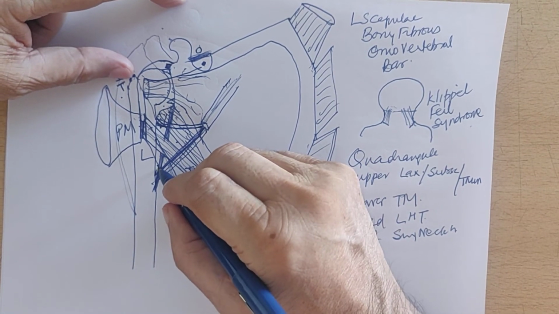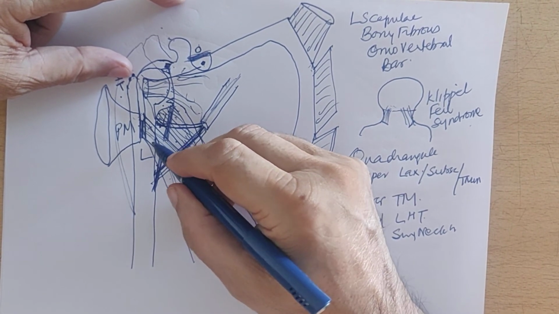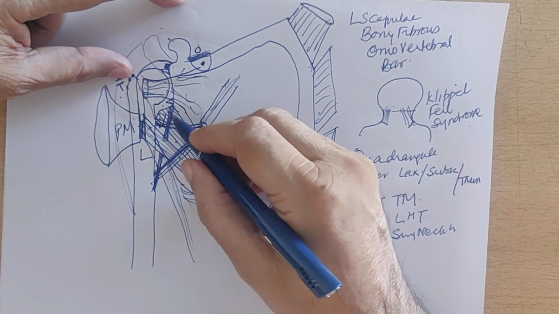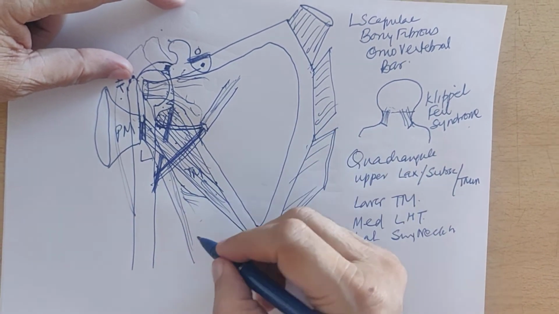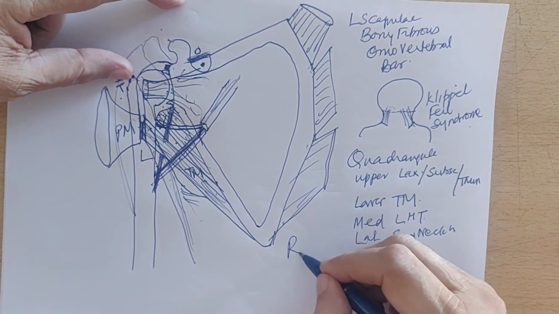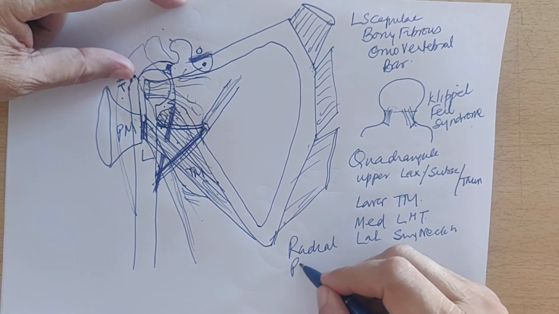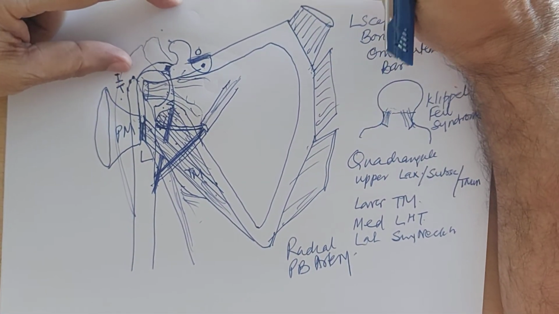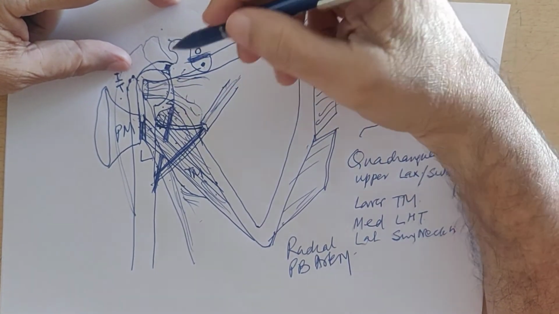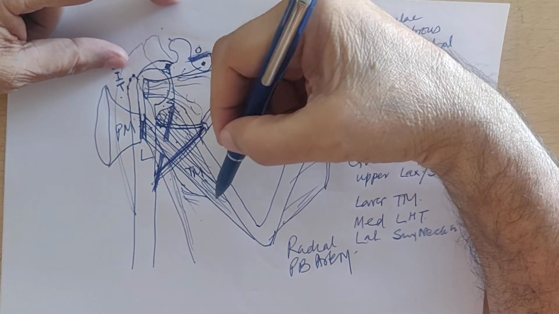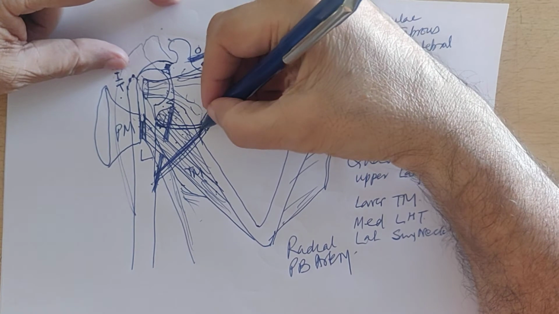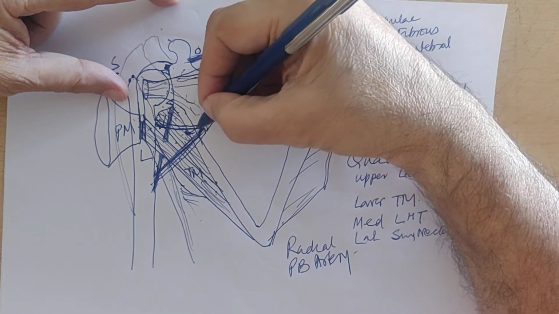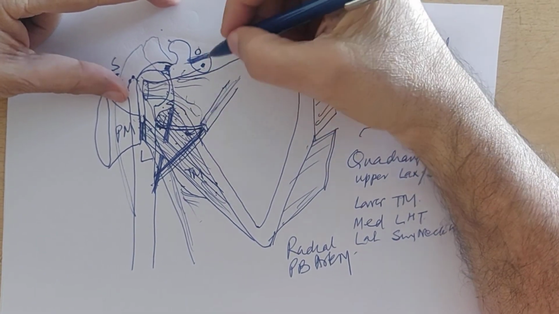So the lateral triangular space, which is bounded by the teres major and latissimus dorsi above, shaft of humerus and long head of triceps, passes the radial nerve and the profunda brachii artery. So these are the attachments of the lateral border, the teres major, the teres minor. Another branch of the artery, the circumflex scapular, winds round the lateral border, piercing the teres minor.